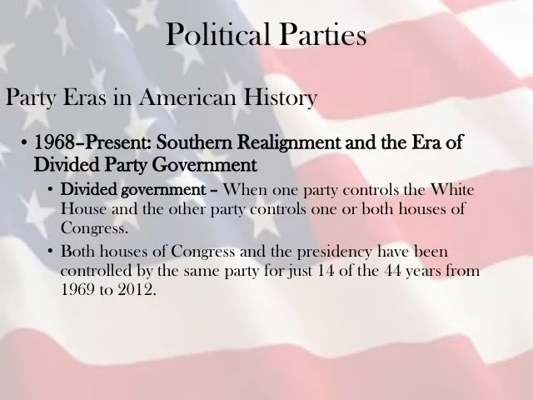Continuing with the idea of Southern realignment in the era of divided party government, you must first understand what divided government is: when one party controls the White House and the other party controls one or both houses of Congress. Both houses of Congress and the presidency have actually been controlled by the same party for just 14 of the 44 years from the 1968 to 2012 elections.